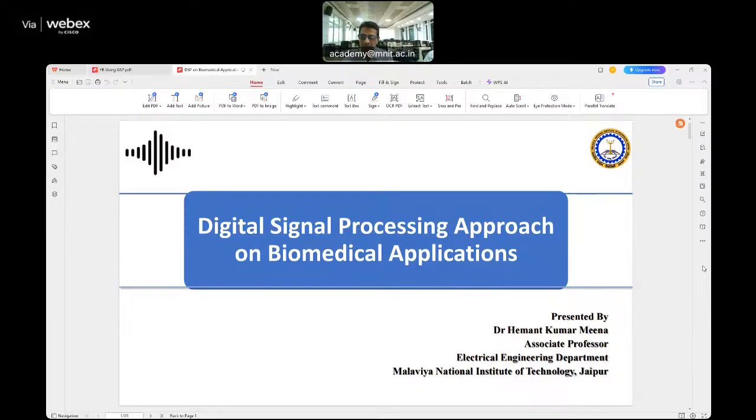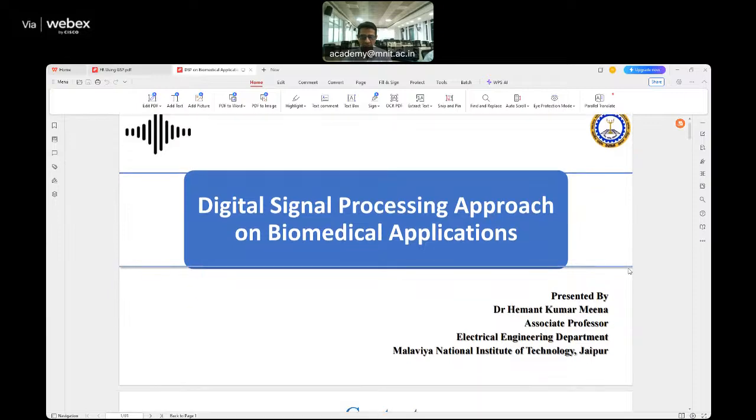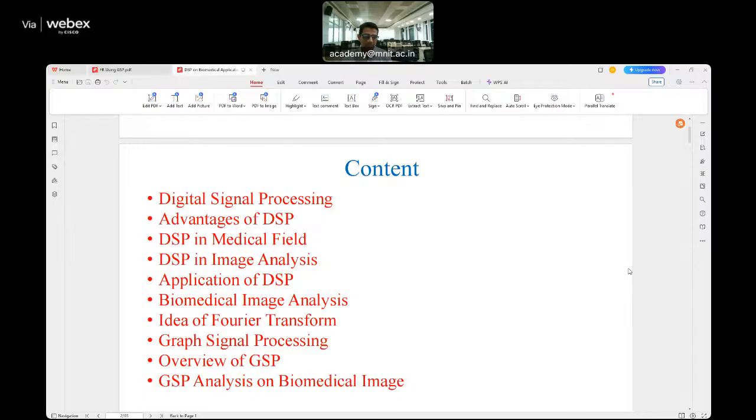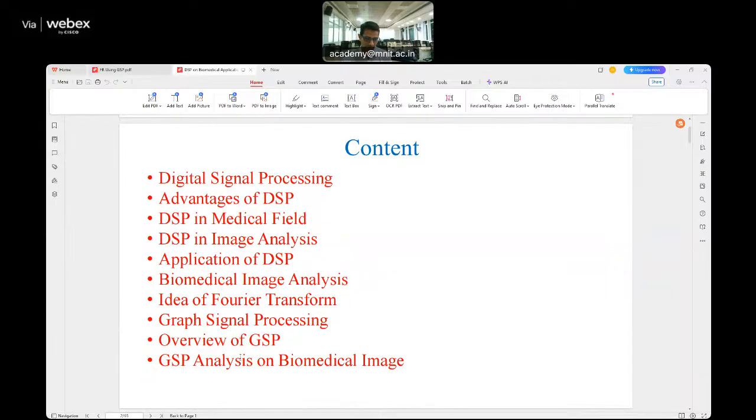Okay, no issue. So now coming to the part, digital signal processing approach on biomedical applications, presented by me and mainly prepared by Suman, as I mentioned earlier. The contents are: advantages of DSP in the medical field, DSP in image analysis, application of DSP, biomedical image analysis, idea of Fourier transform, graph signal processing, and overview of GSP analysis on biomedical images.